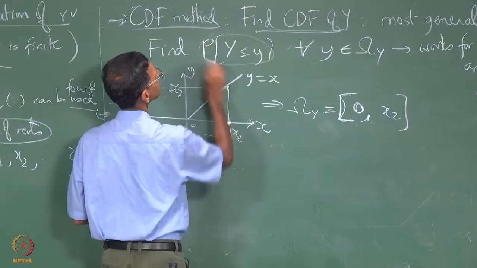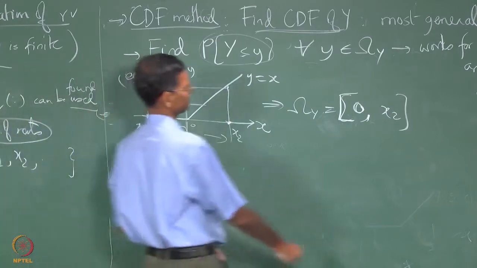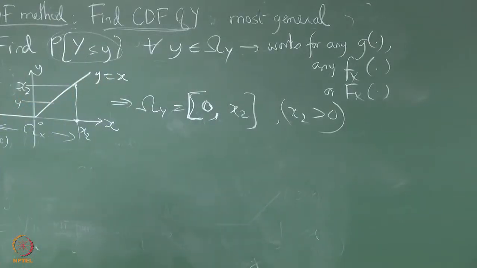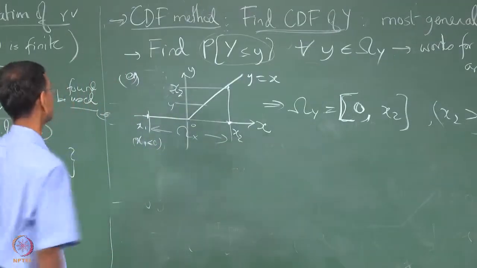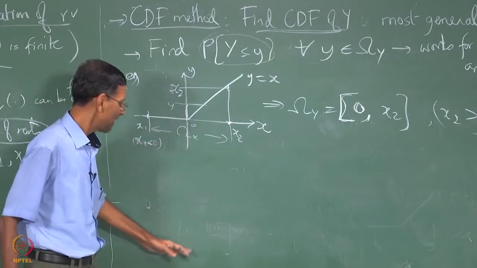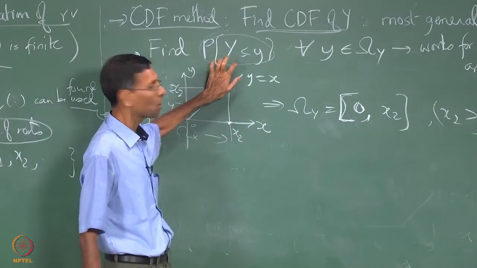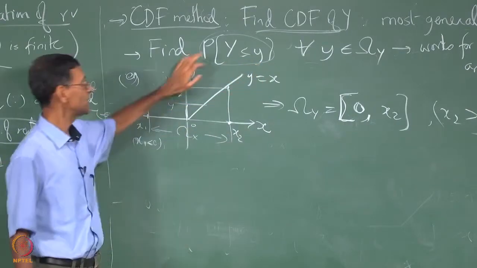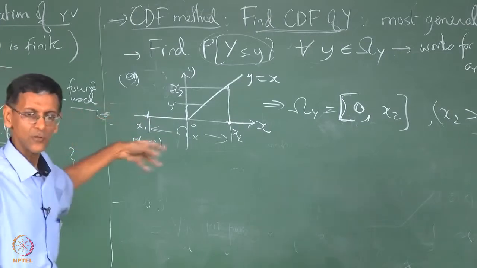So what now? This is what we want. We pick a y here, assuming x2 is positive. For y somewhere between 0 and x2, we are asking for this probability, which is what? This interval only. You can say minus infinity to y, but we have to qualify: actually, the CDF has to be specified for all real numbers y. But in this case, by inspection, if this small y is less than 0, then this becomes an impossible event and has 0 probability. That does not need to be harped on too much.